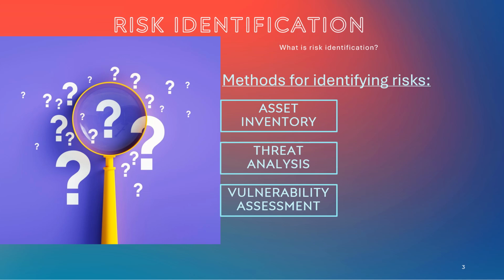Now, the first step in our journey is to identify the risk. This is like being a detective. We need to find all the possible ways our information could be at risk. We do this through three main methods: taking inventory of all our digital assets, the asset inventory, understanding the threat to those assets, the threat analysis, and figuring out how susceptible we are to those threats, the vulnerability analysis.